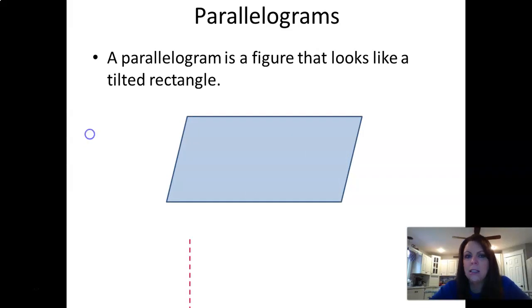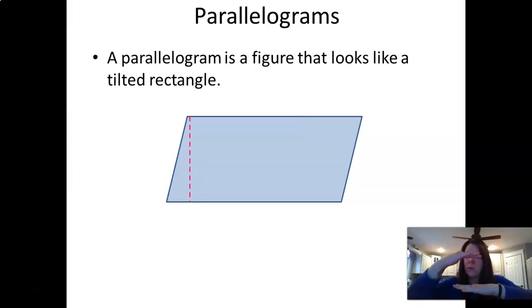Looks like this. We call it a parallelogram because it has 2 sides that are parallel to each other. Remember, parallel means 2 lines that go like this, and they could go on forever and ever, and they would never touch or cross each other because they are parallel. All right, so this is a parallel side. These two sides are parallel, and these 2 sides are parallel to each other.